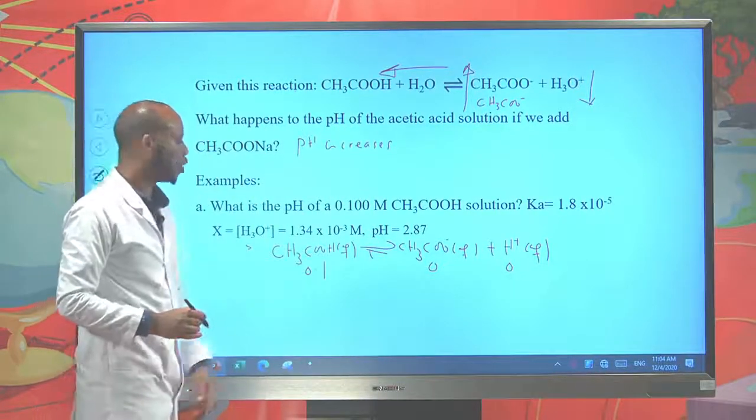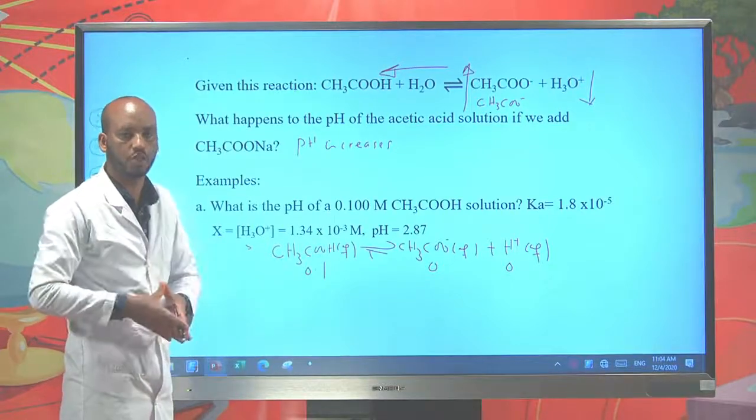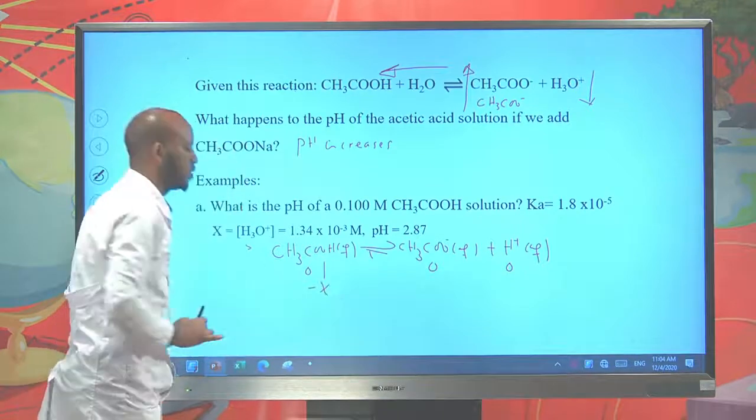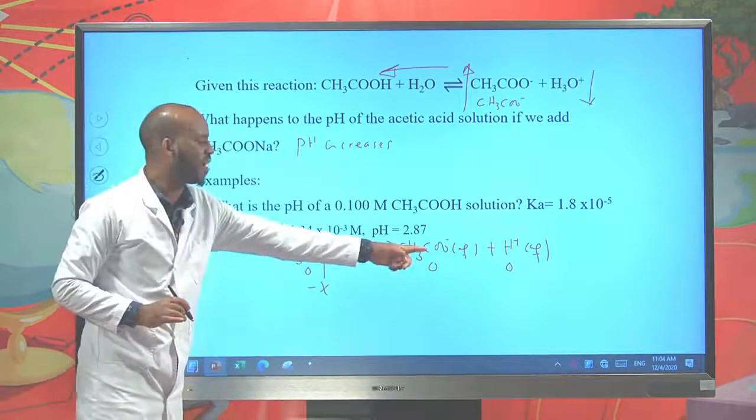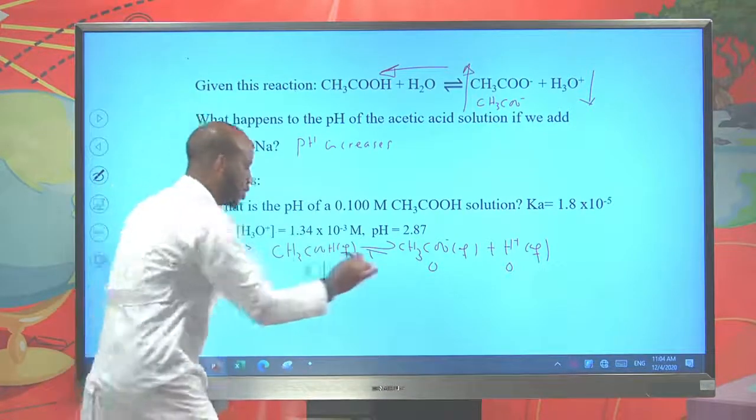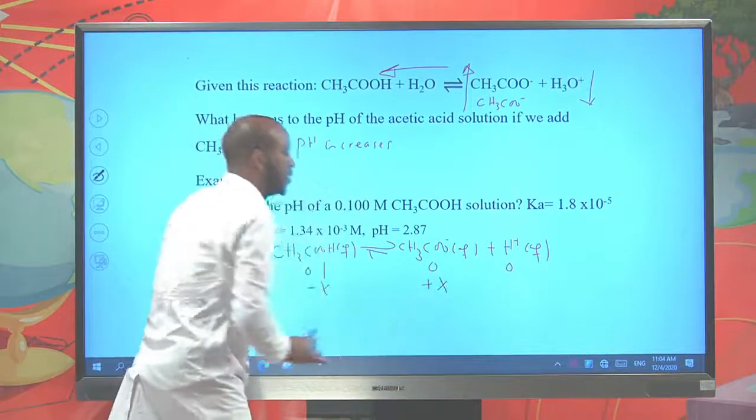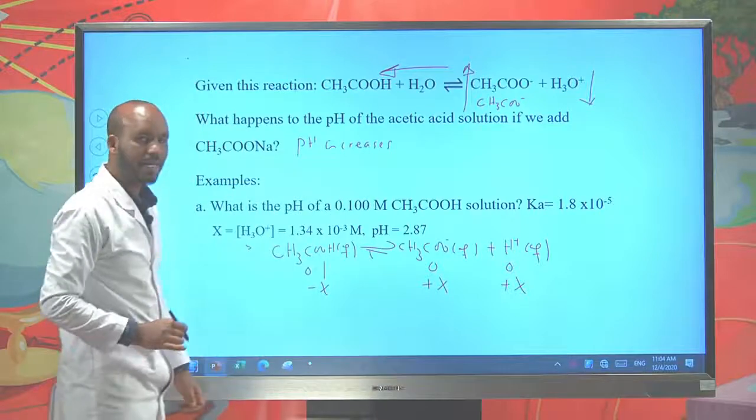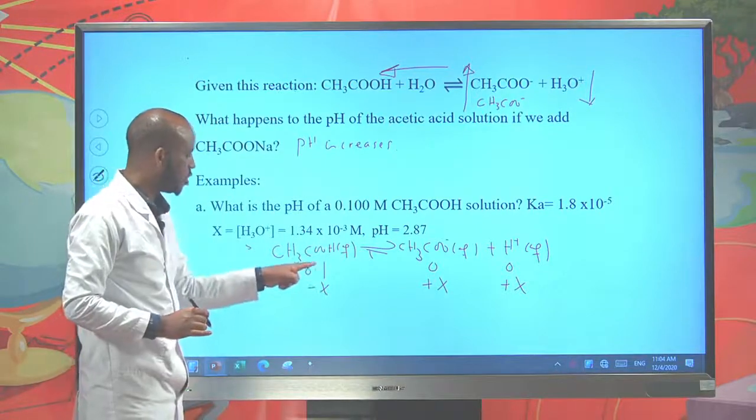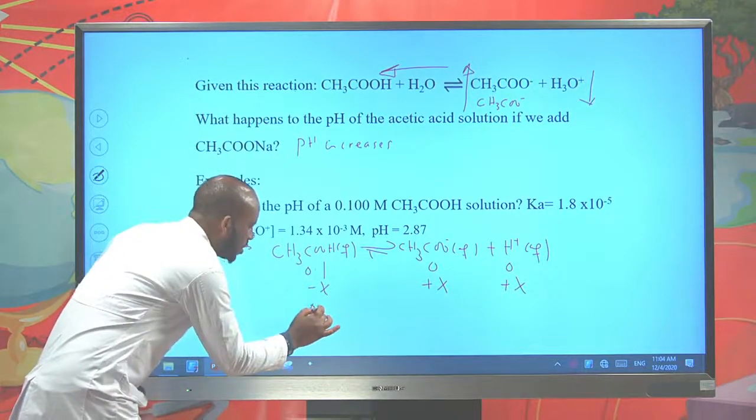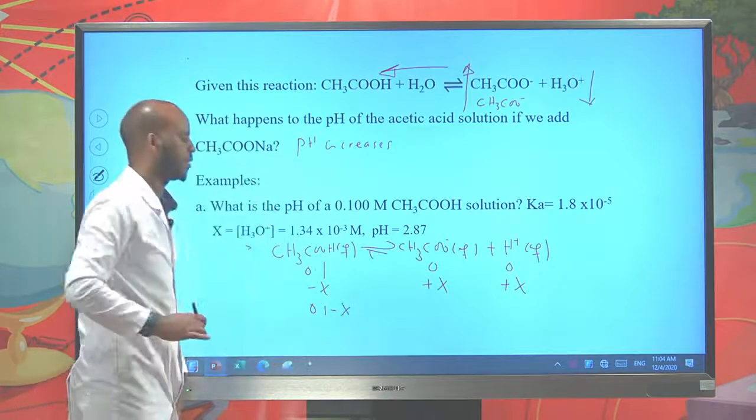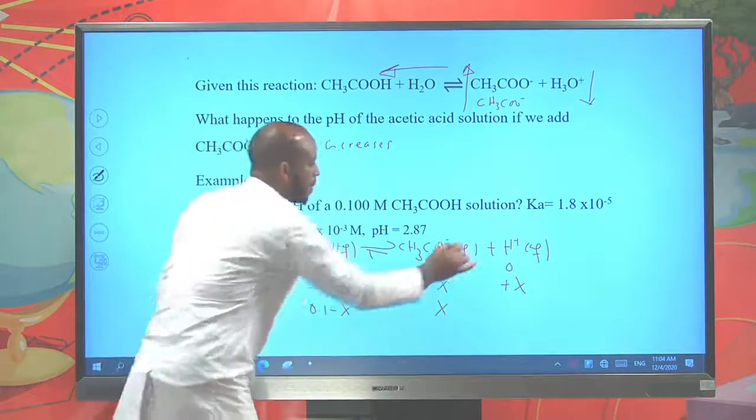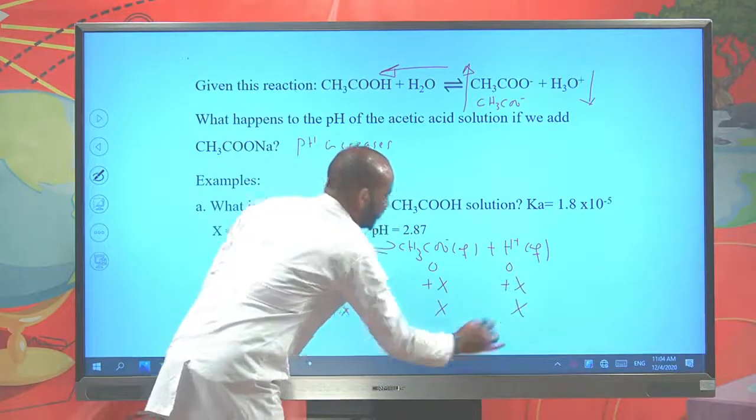Change. Let X amount of acetic acid be dissociated. Its concentration is decreased by X, minus X. Concentration of acetate is increased by X, plus X. H plus, plus X. Equilibrium concentration of acetic acid is 0.1 minus X. Equilibrium concentration of acetate is X. Equilibrium concentration of H plus is X.